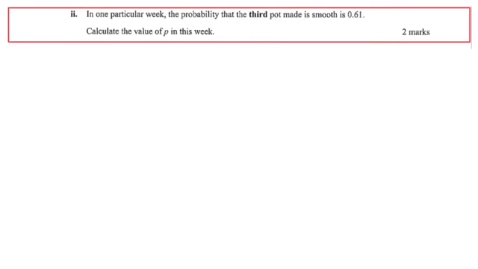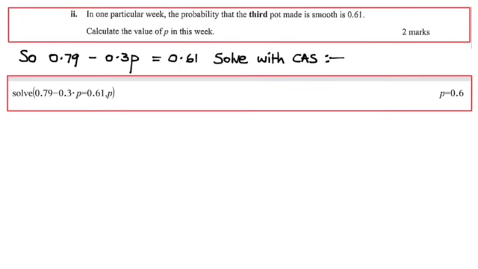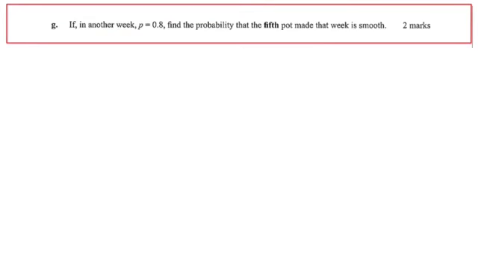Alright, next bit now. In one particular week, the probability that the third pot made is smooth is actually 0.61. Calculate the value of P in this week for 2 marks. Well, we got that in the previous question, didn't we? So if we just make that equal to 0.61, we got the probability of a third pot being smooth was this, right? If we set that equal to 0.61 and solve it for P, we should be home and hosed. So we solve that with CAS and we get 0.6, no problem. So P is 0.6.